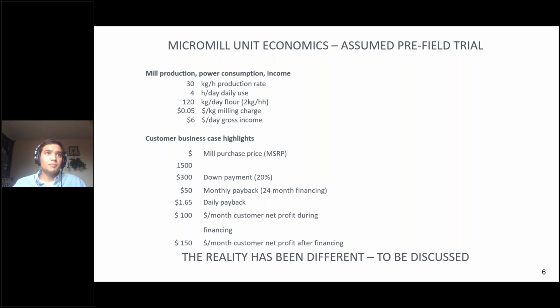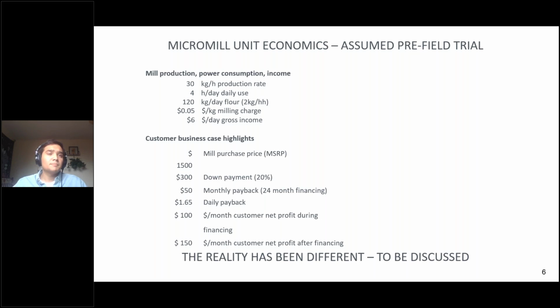We're only seeing a daily utilization rate of 1.5 hours or less per day, compared to what we were expecting, which was something more like 4 hours. So the mill can in fact run for 6 hours a day. So the utilization rate that we're seeing is less than 25% of what the mill can do, what the power system can do. And that has knock-on effects for the unit economics.